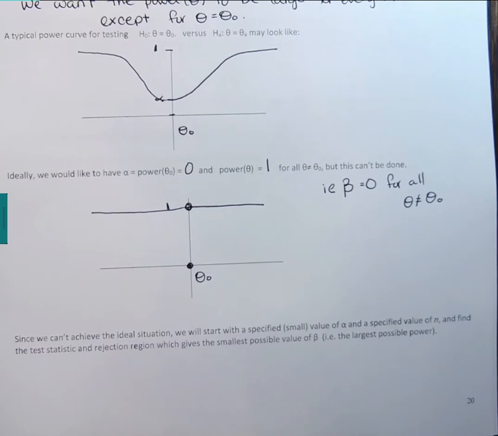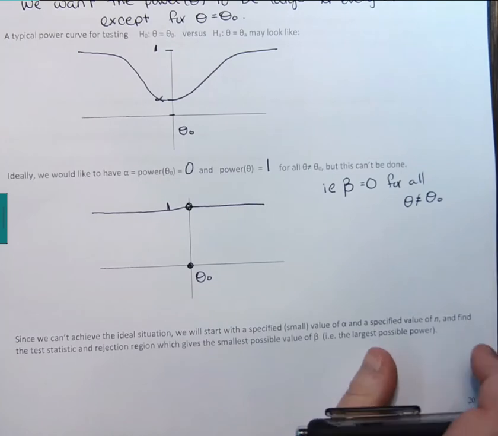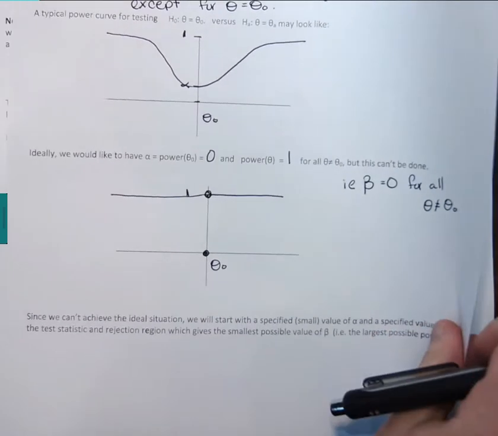Since we can't achieve the ideal situation, what we do is we start with a specified small value of alpha and a specified value of n, and we find the test statistic and rejection region which gives us the smallest value of beta. In other words, that's going to be the largest possible power. So let's look at an example of that.